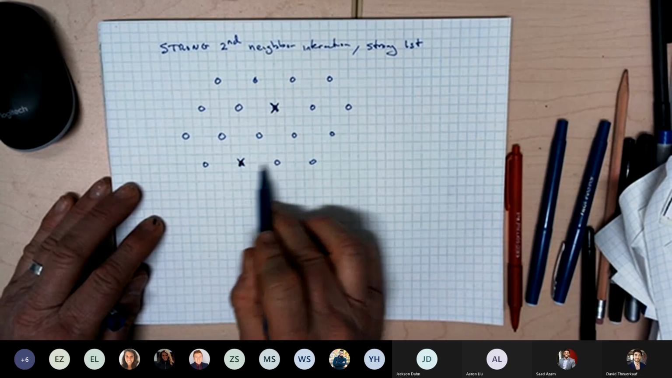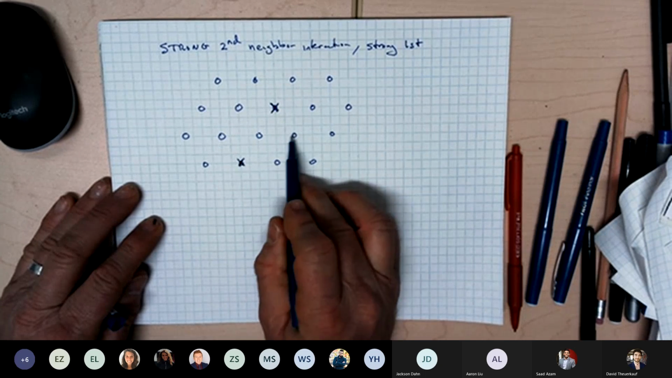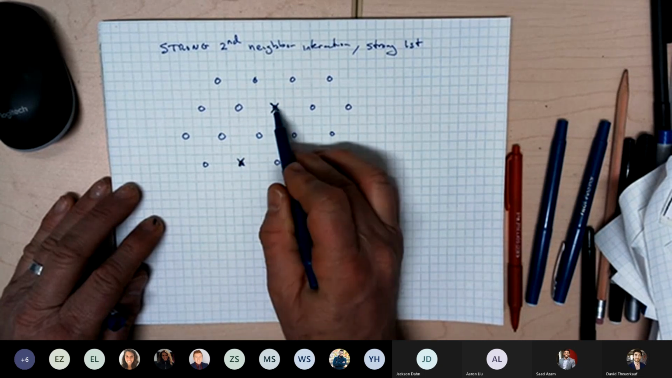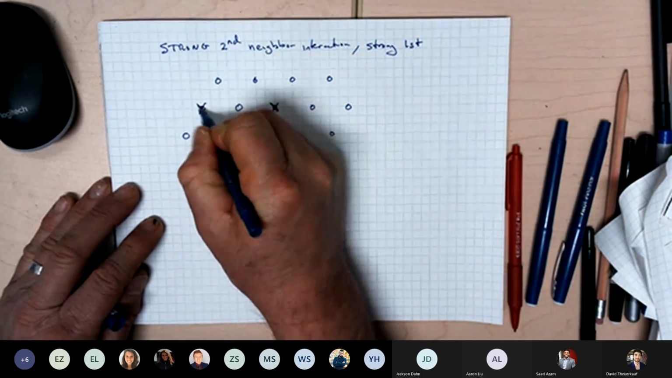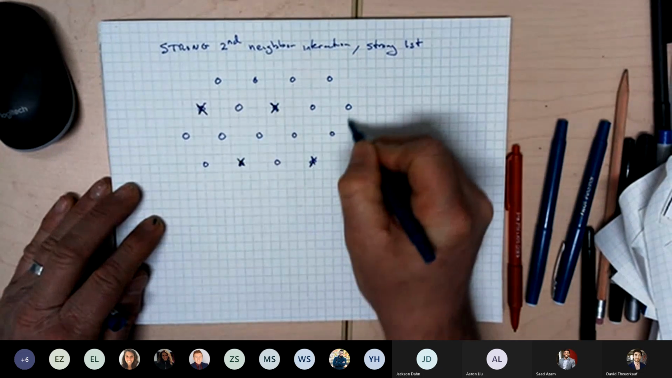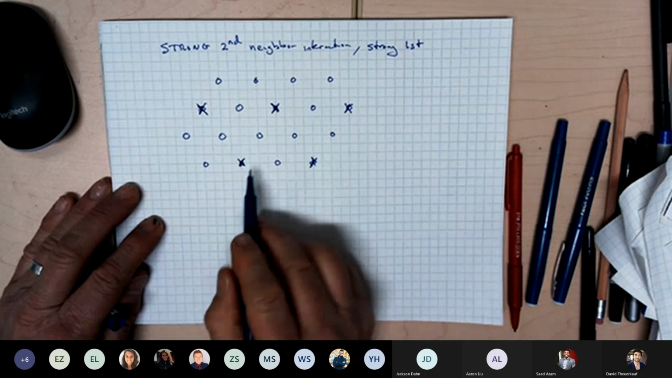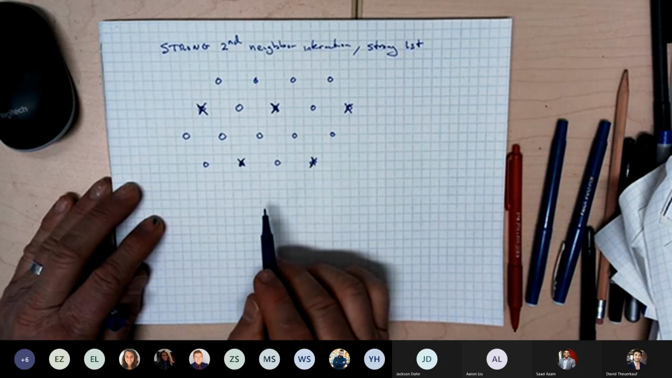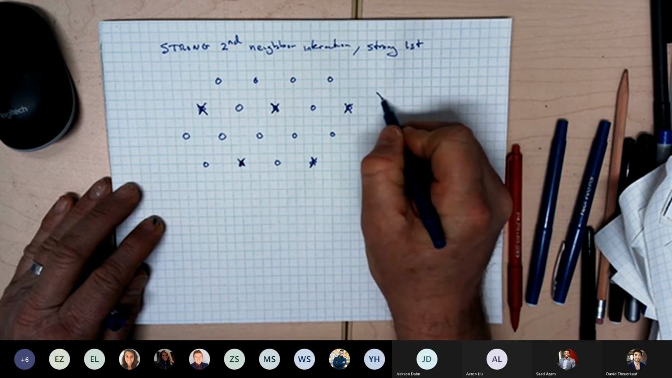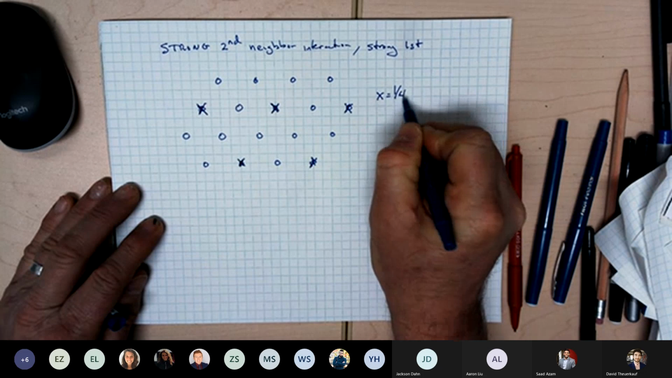So this is the first neighbor of this one, and this is the second neighbor of this one. This is the third. And then if you fill up to the maximum there, you'll figure out that you fill up every 1 in every 4 available sites. So you fill up to x equals 1/4.